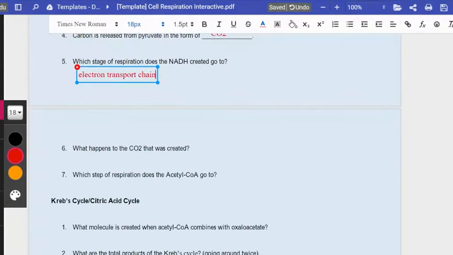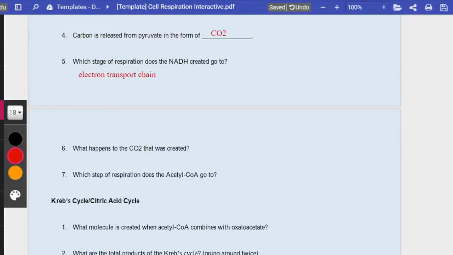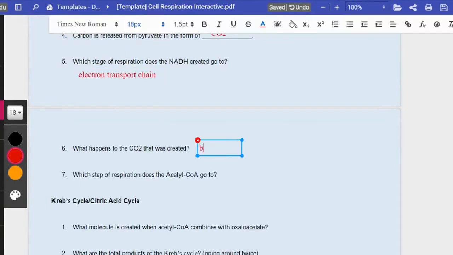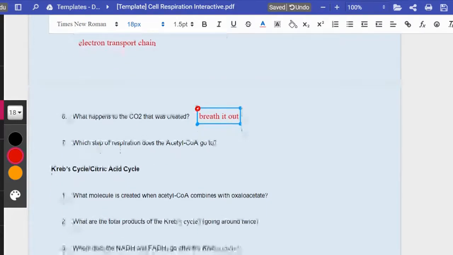What happens to the CO2 that was created? We breathe it out into the air. Hey, now a plant can take that CO2 that we just breathed out and boom, turn it back into glucose and it's kind of recycled.